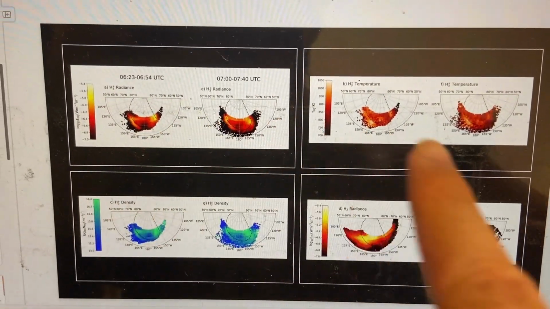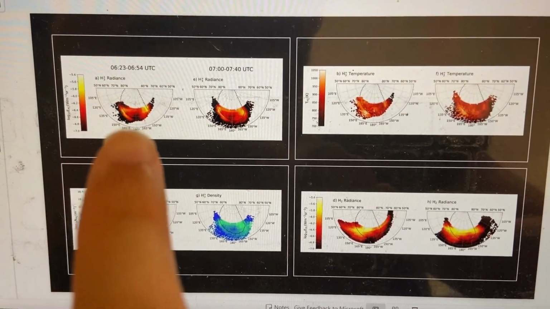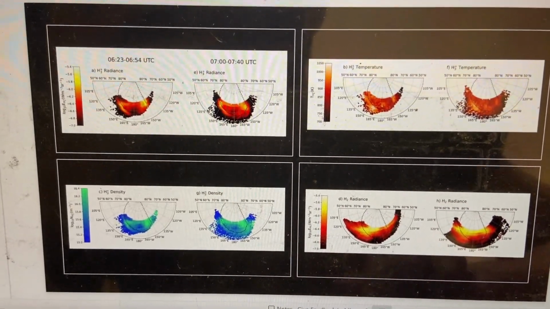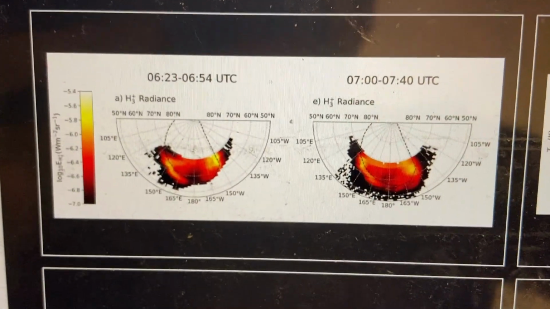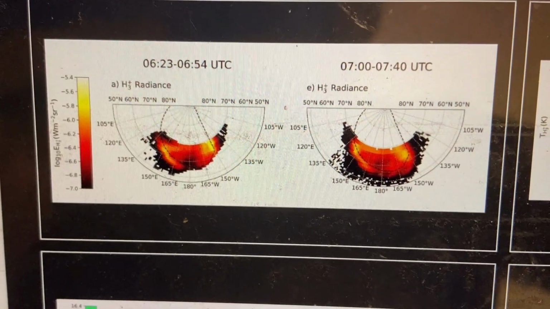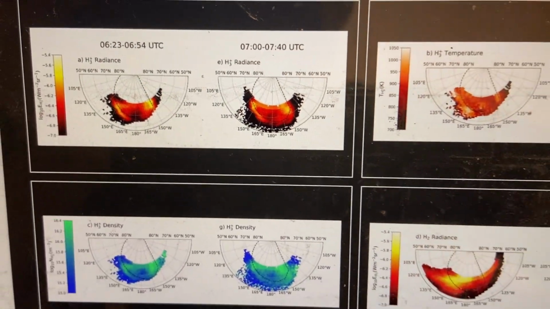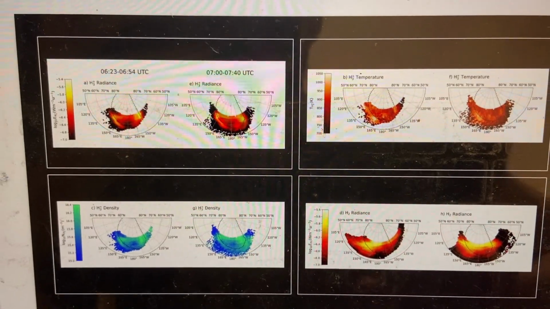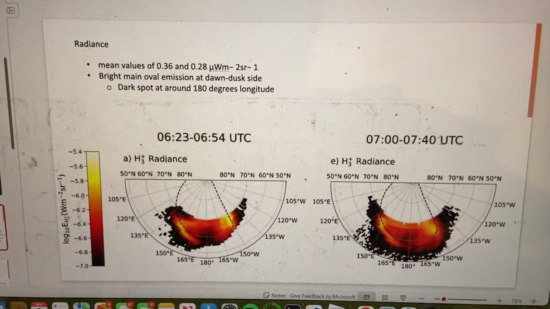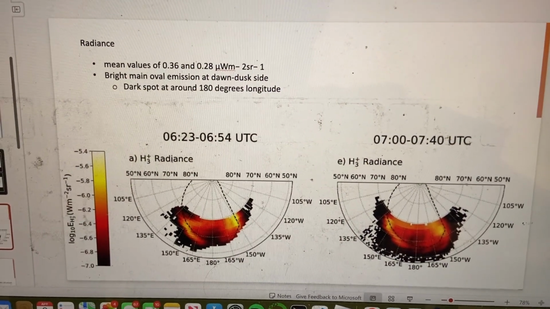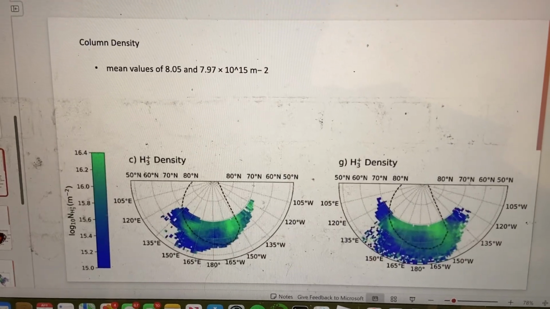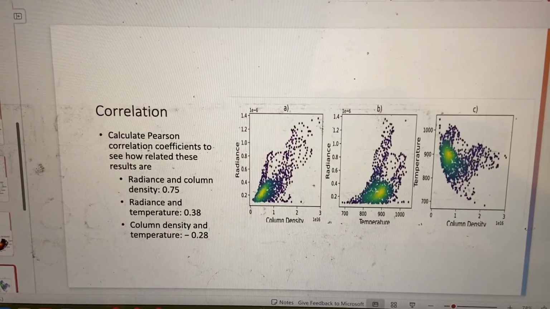So yeah, you can see the left is one scan, the right is the second scan. And then this dotted line, you can hopefully see, that's the main auroral emission. So that's kind of where you would see the aurora. So yeah, these are cool. Some results, some numbers. Numbers again, more numbers, and more numbers.